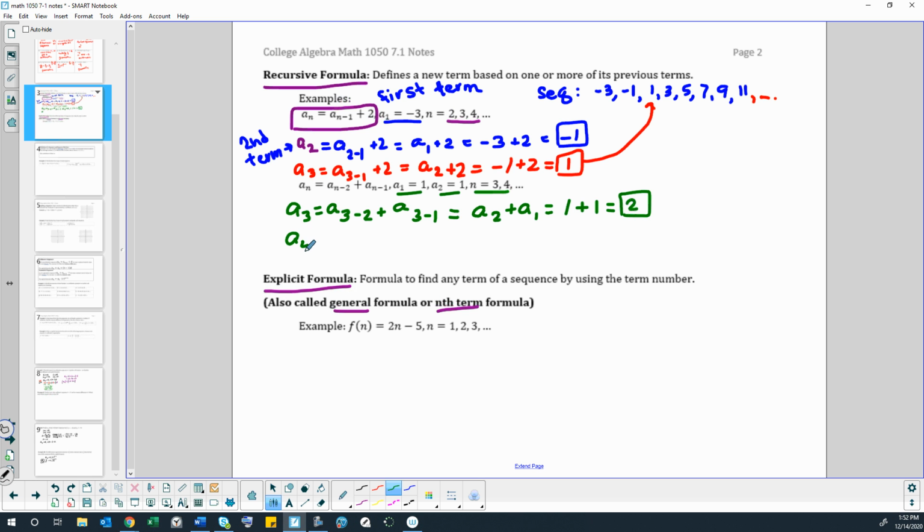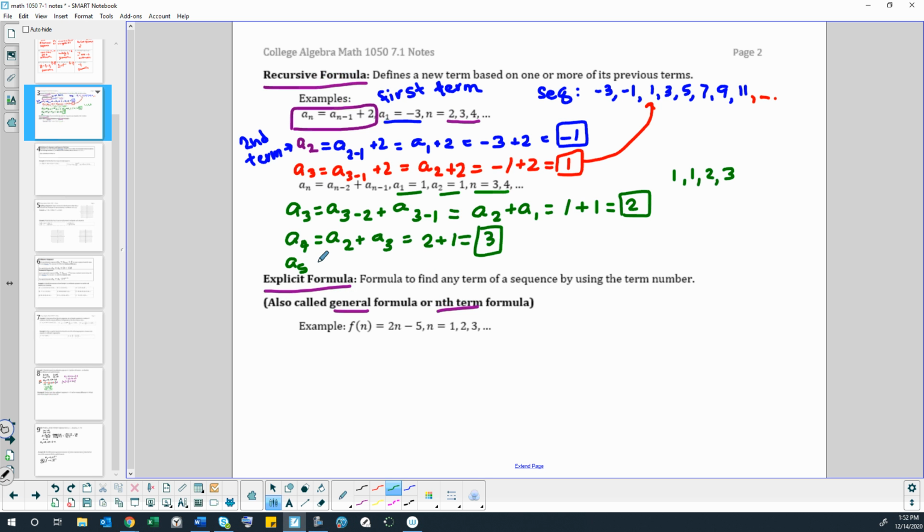Okay, let's find term 4. Term 4 would mean that we're taking 4 minus 2, which is 2, and we're taking 4 minus 1, which is 3, and we're adding a sub 3, which we just found is 2, and a sub 2, which is 1, and we're getting the number 3. So far our sequence consists of 1, 1, 2, 3. So we just took the two numbers they gave us to start it. We found the next one, we found the next one. What's happening here? What is this going to keep doing?